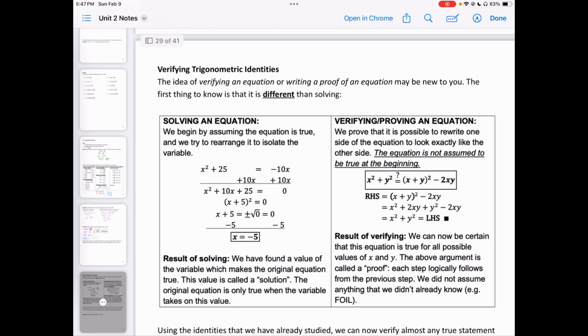Now, when it comes to verifying, there is a difference between solving and verifying. Solving means you're looking for a solution. You're looking for x equals something. When you're verifying, you're just trying to prove that that expression is actually correct. Okay.